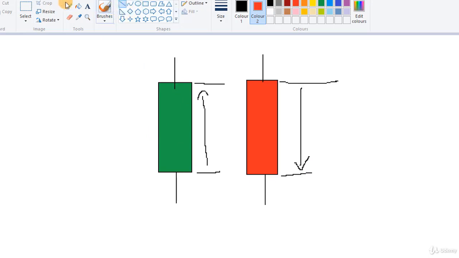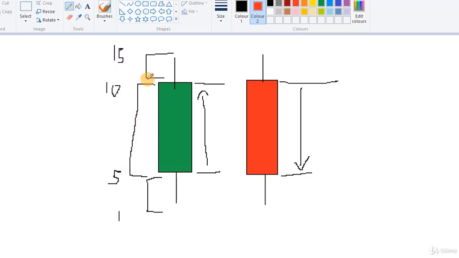Now let's talk about other things. This whole thing is a candle body, and these two parts right here are the wicks of the candle. So what do these mean? Let us assume that this is a 10, this is a 5, this is a 1, and this is a 15. In a green candle, you already know that the price opened right here. So it means that the market opened at the $5 price, and it closed at the $10 price, right?